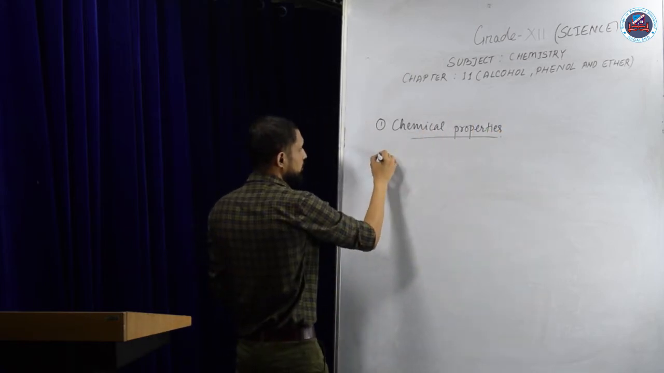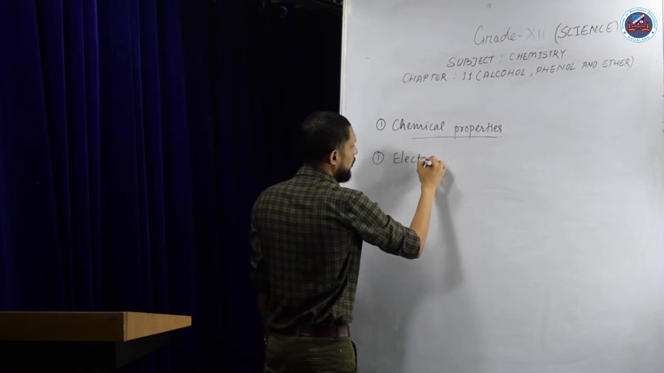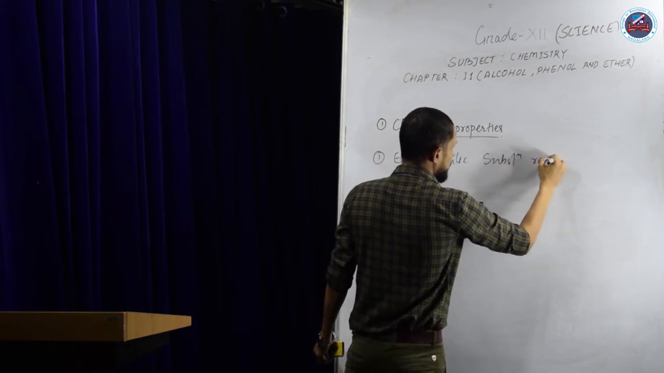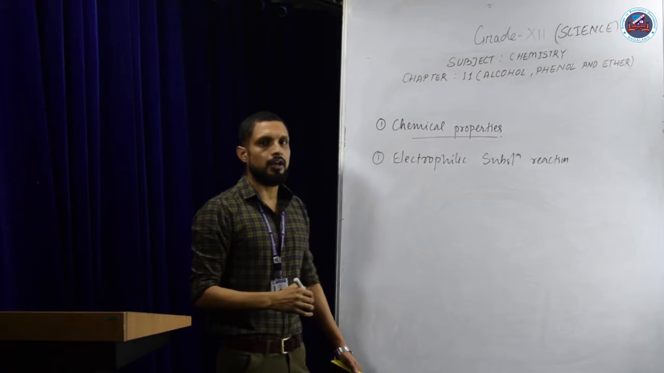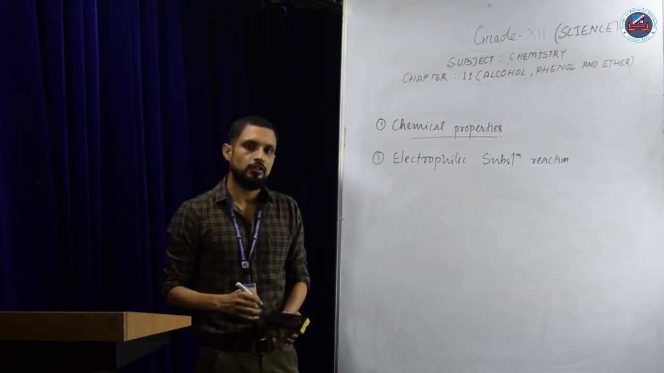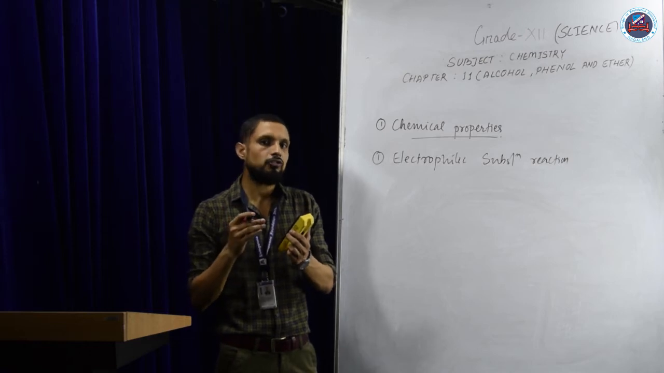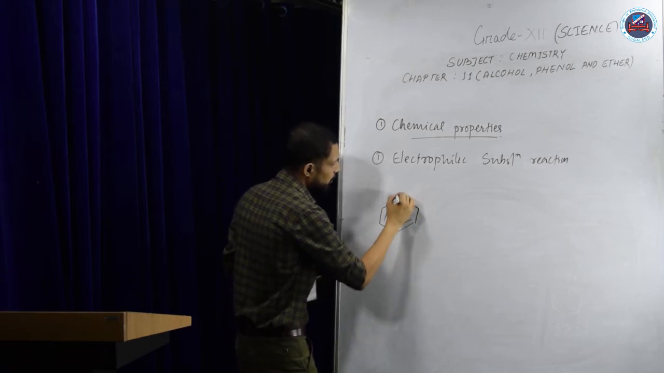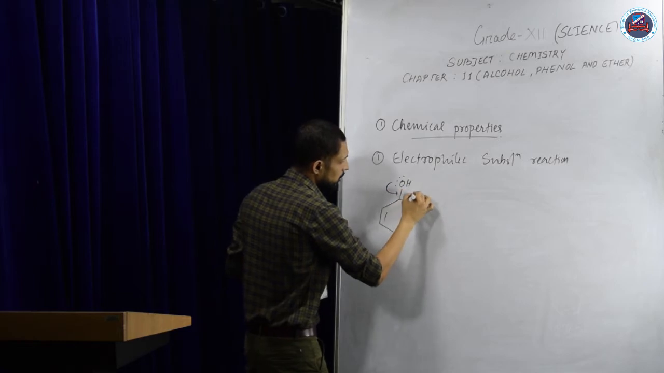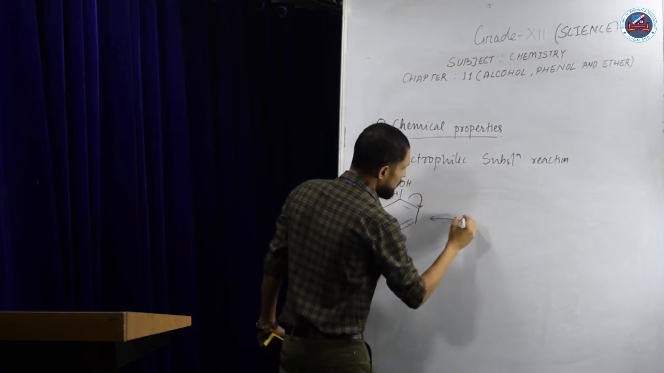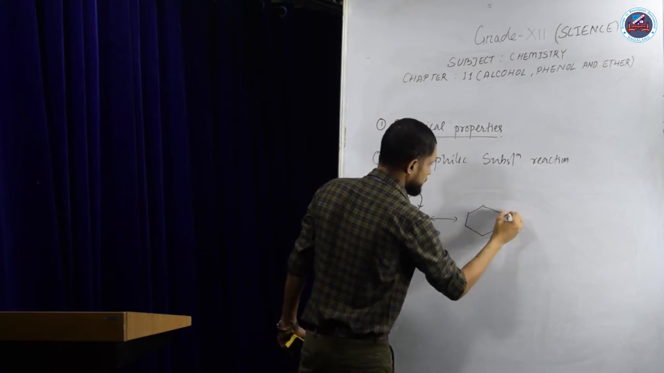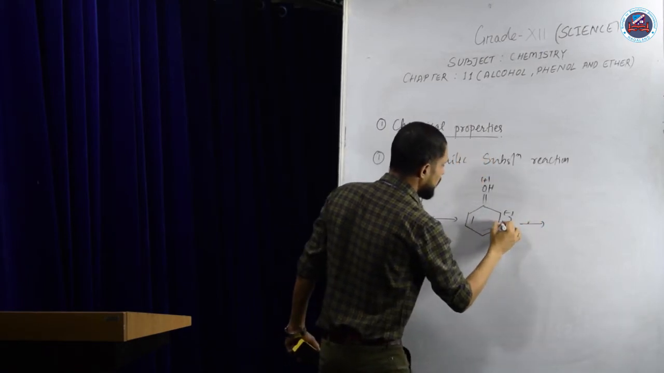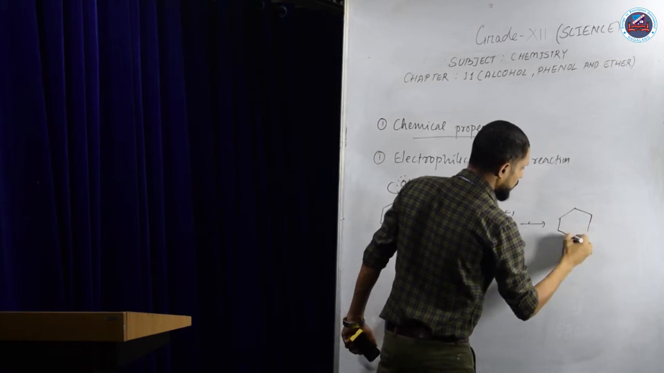So in the chemical properties, we'll study electrophilic substitution reaction. Now, in order to understand electrophilic substitution reaction, you must know the resonance of phenol. So phenol undergoes resonance to form more than one resonating structures. So these are the resonating structures formed by phenol.